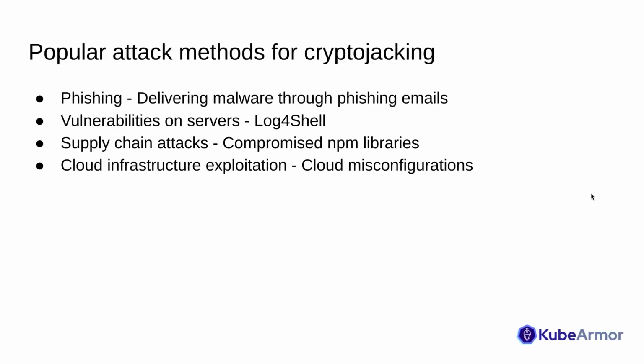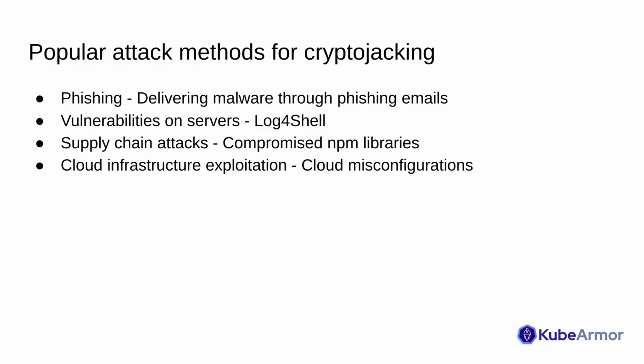Here are some of the popular attack methods for cryptojacking. The first one is phishing, where an attacker delivers the malware through an email. The second one is exploiting existing vulnerabilities on the server, like log4shell. Log4shell allows you to run any arbitrary remote command onto a server. So you can install a crypto miner or any other malware using remote code execution.